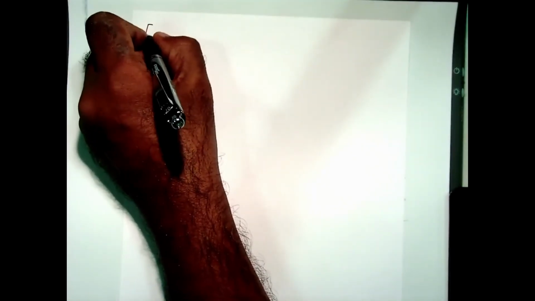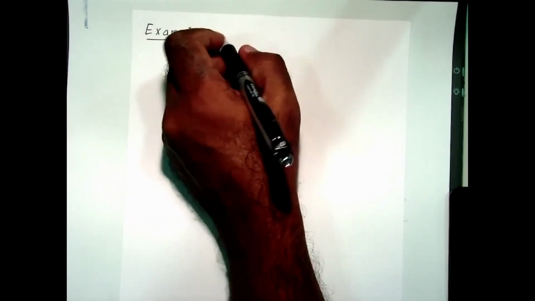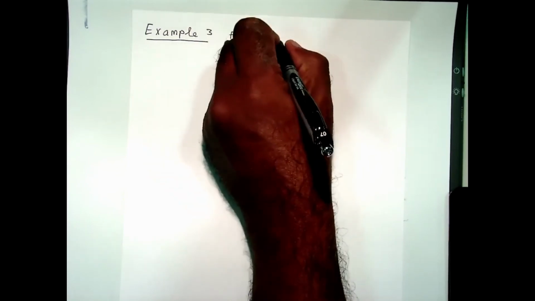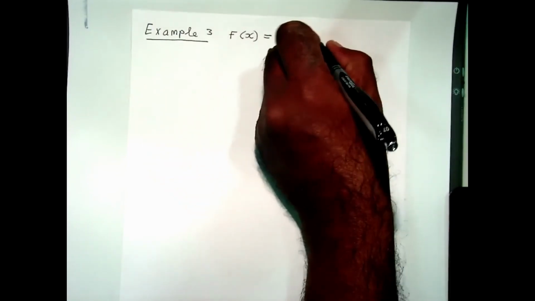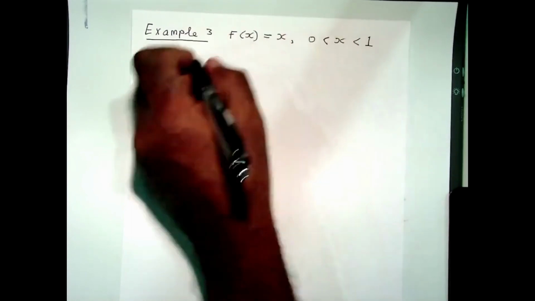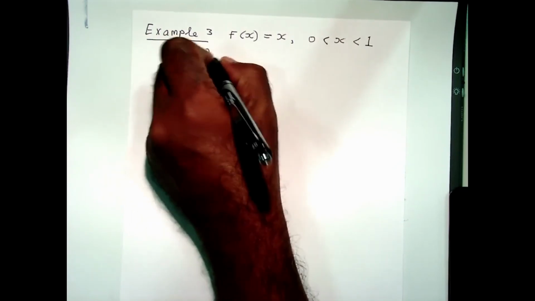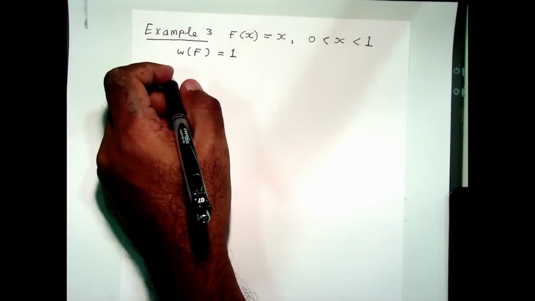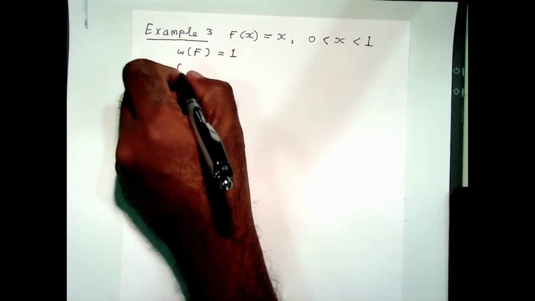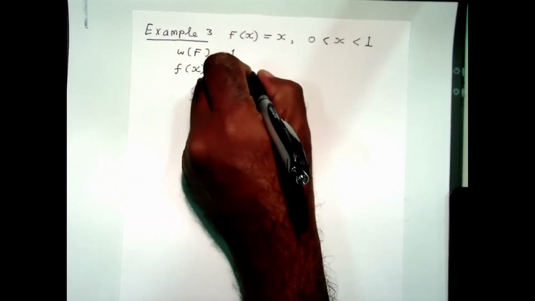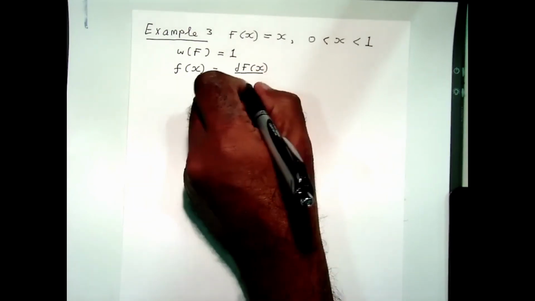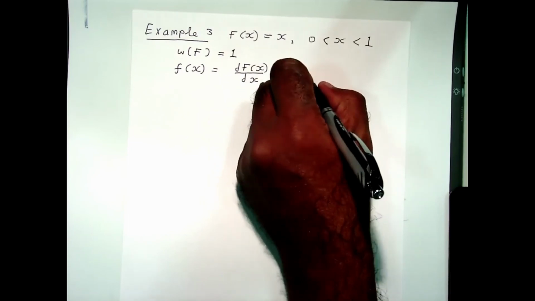Finally, in this video, I'm going to look at example 3, the same example 3 that we looked at in the previous video. So we're going to set the example where the CDF of x, F of x, is equal to x for x between 0 and 1. We know from the previous video that w of f is 1. The density function is the derivative, which is 1.